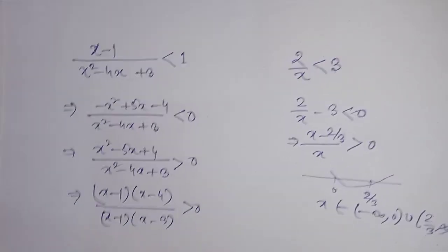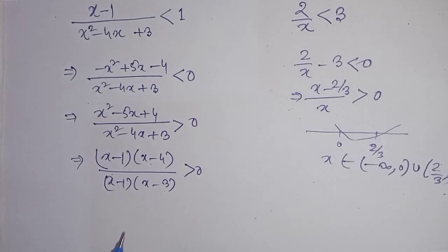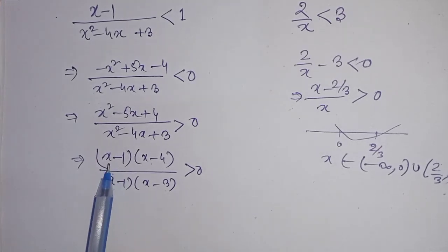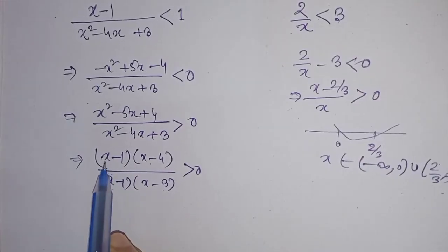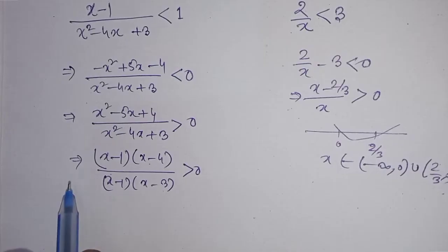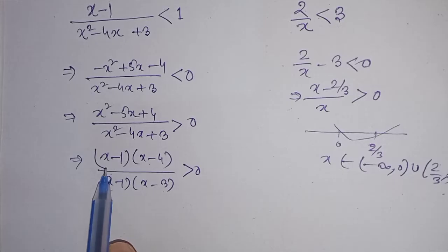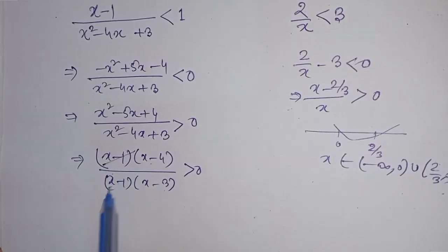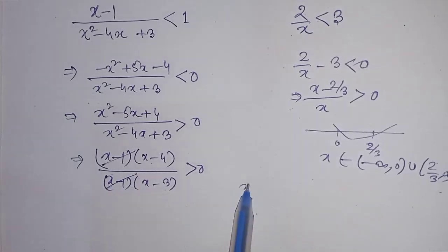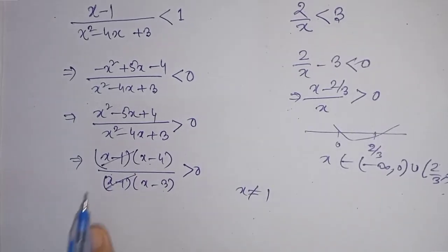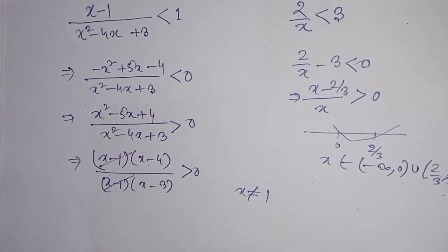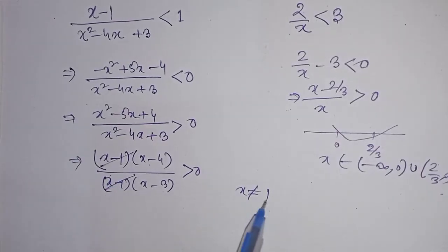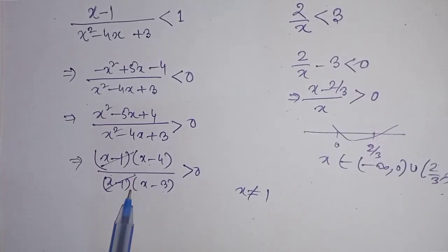Now comes one more checkpoint. Here, x minus 1 is a common factor, right? So we can cancel this common factor, but if it is 0, then this expression is not defined. So x cannot be equal to 1. We are cancelling it only with the assumption that x is not equal to 1, because if x is equal to 1, this will not be defined. The denominator is 0, so it is not defined. So we are assuming x is not equal to 1, and we are cancelling this.